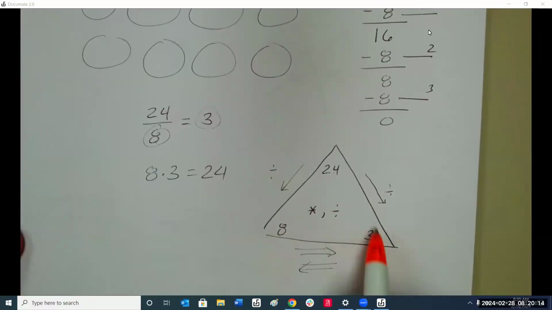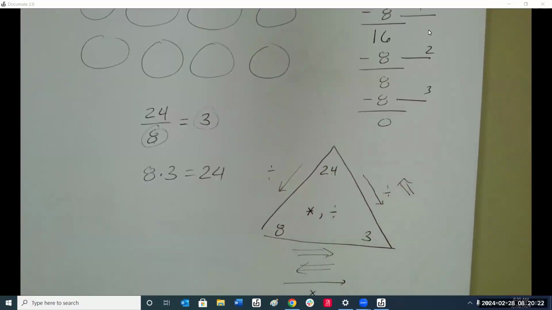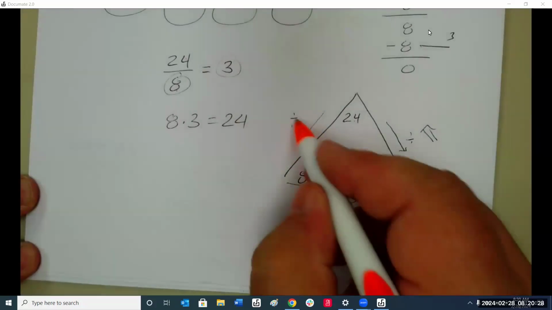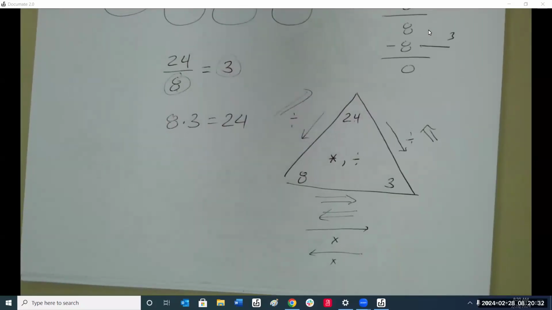But if I go from small to big, 8 times 3 equals 24. Or 3 times 8 equals 24. So again, that's what you'd use to help your kids practice their multiplication division skills or addition subtraction skills and to test to see if their answers are correct.